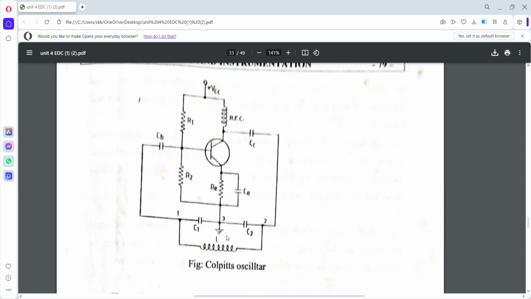I'm telling this because an oscillator, without any input signal, produces an output sine wave. In this space, draw a normal sine wave. Without input, it produces the output. Don't forget to draw the sine wave here.